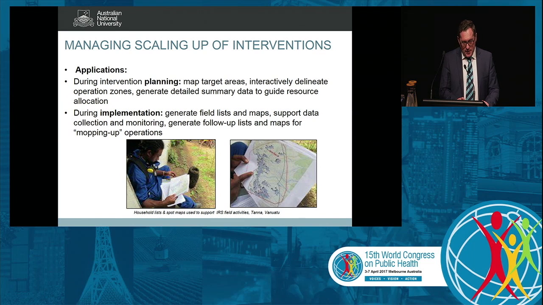And here we have some photographs of an operative in Solomon Islands who's reading off a map that's been produced by the Spatial Decision Support System, working out the households that he needs to visit to spray with insecticide for that particular day.